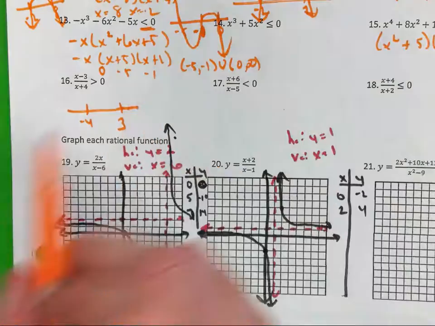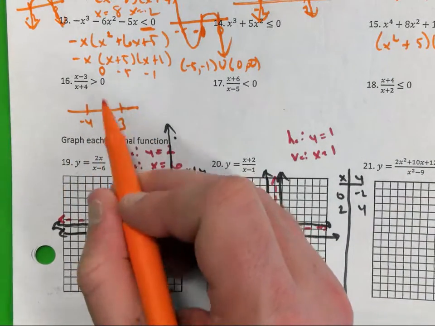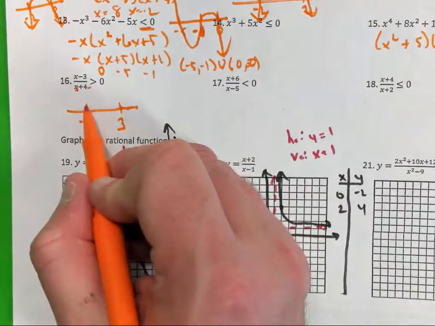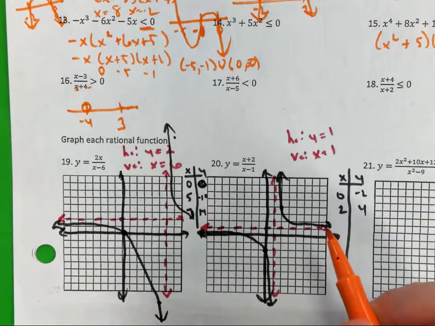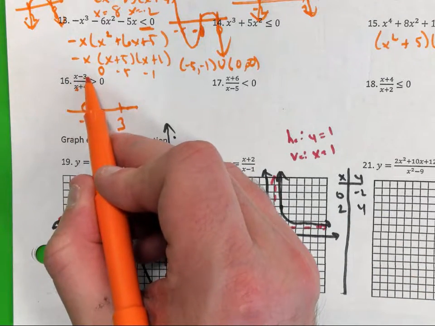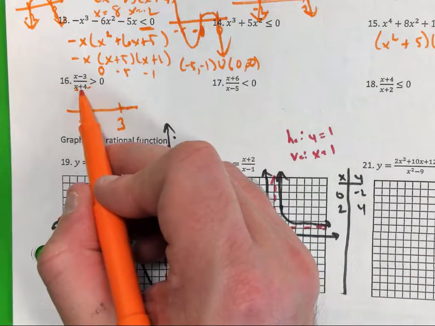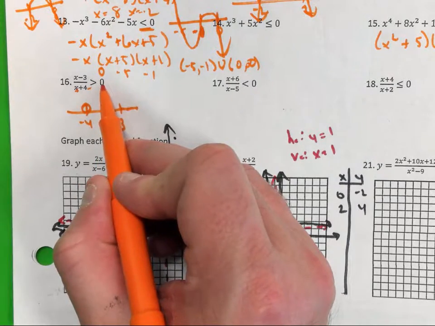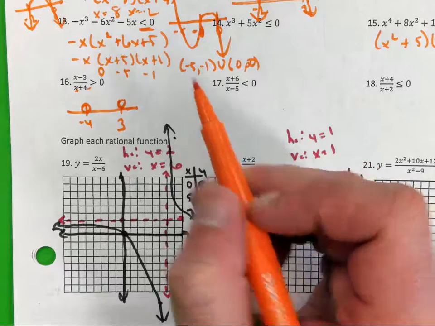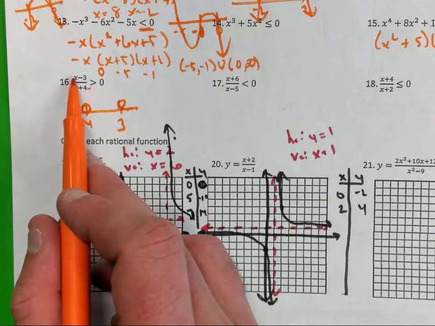Now before we go on, let's determine open or closed dot. If I plug negative 4 in, that would be what in the denominator? Can I have that? No, that's an open dot. If I plug 3 in, 3 minus 3 is 0, divided by anything is 0. Will that be greater than 0? No, so what do I put there? Open, okay?